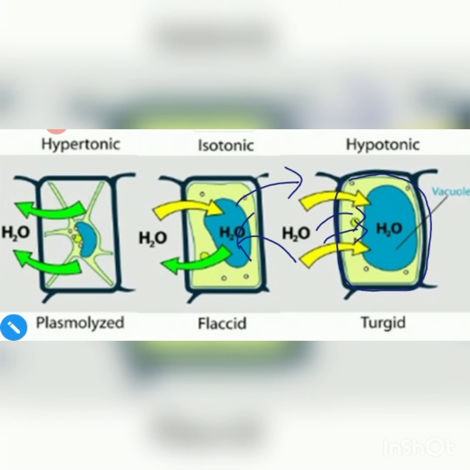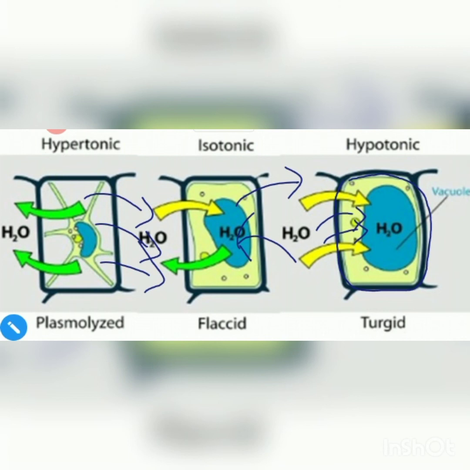And what happens in a hypertonic solution? When a plant cell is placed in a hypertonic solution, as you know, the surrounding medium has a lesser water concentration, so more water will be moving outside from inside the cell. When more and more water moves to the outer surface, what happens? The plant cell will lose water through osmosis and there is a shrinkage.